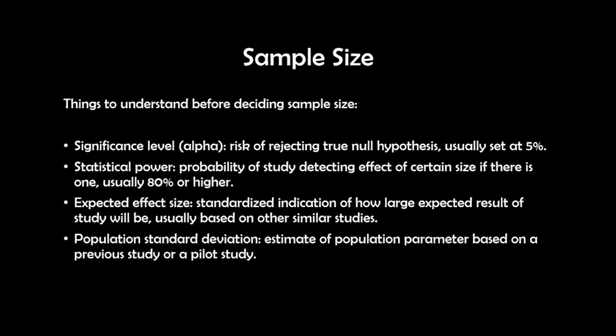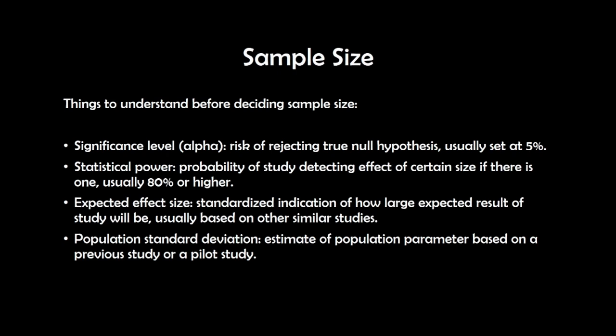Alright, so there are several things that we need to understand before we decide the sample size needed for our study. The first one is the significance level, which is alpha. We need to consider the risk of rejecting the true null hypothesis. Usually we set it at 5%. The second one is the statistical power, where we consider the probability of the study detecting an effect of a certain size if there is one. Usually we set it at 80% or higher.